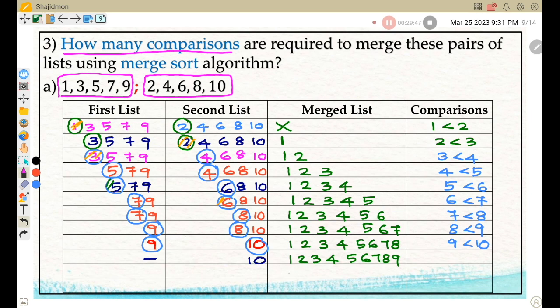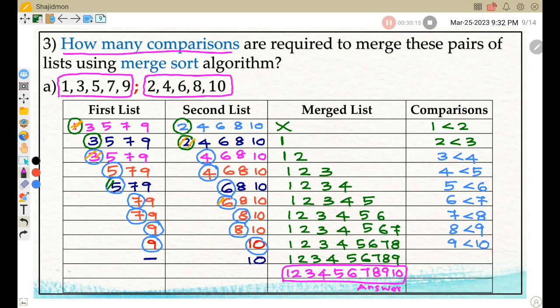So what answer are we getting? 1, 2, 3, 4, 5, 6, 7, 8, 9 and 10. So we are getting the sorted list here. That means the two sorted lists are combined and merged together, and we get a sorted list 1, 2, 3, 4, 5, 6, 7, 8, 9, 10. So this will be the answer, correct? This will be the answer.